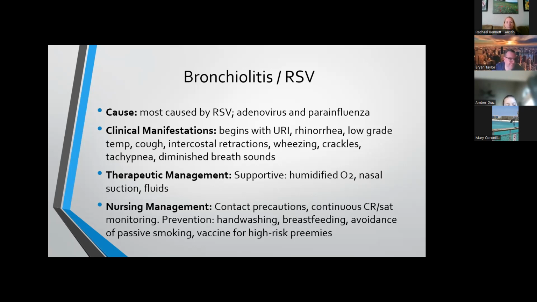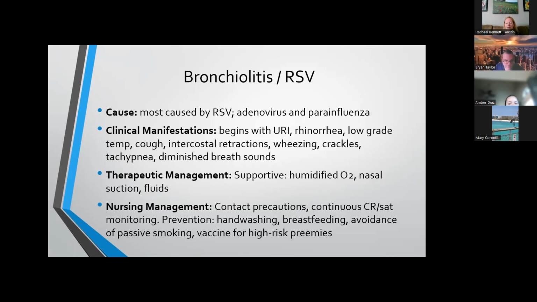All right. Contact precautions are going to be critical for RSV because this is something that can be passed so easily. For the older child and for the adult, this just really presents as the common cold. It's really not that big of a deal if we have an immune system that can fight this. But for that young child, that premature child, it can be very, very severe.